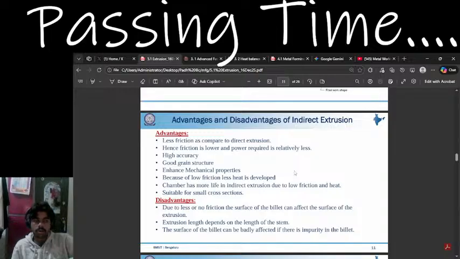Extrusion length depends on the length of the stem. The surface of the billet can be badly affected.